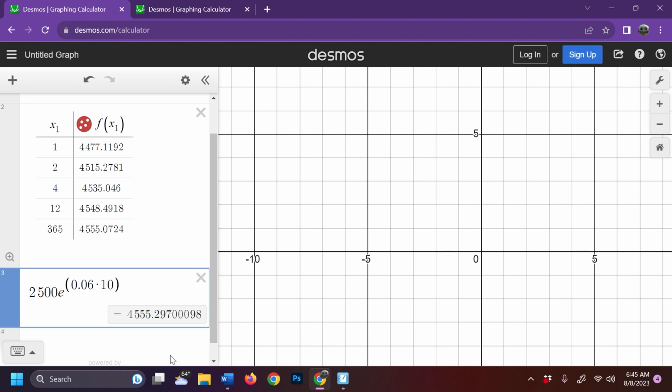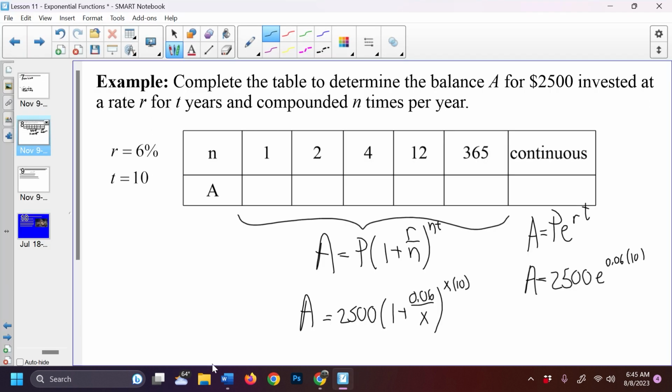So the number of compounds isn't necessarily the biggest deal in the world. Clearly, more money is better than less, but it's not a huge difference. And so I would fill in that table with all those values.